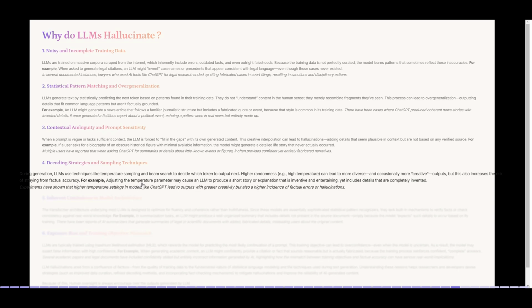For example, adjusting the temperature parameter may cause an LLM to produce a short story or explanation that is inventive and entertaining, yet includes details that are completely invented. Experiments have shown that higher temperature settings in models like ChatGPT lead to outputs with greater creativity, but also a higher incidence of factual errors or hallucinations.